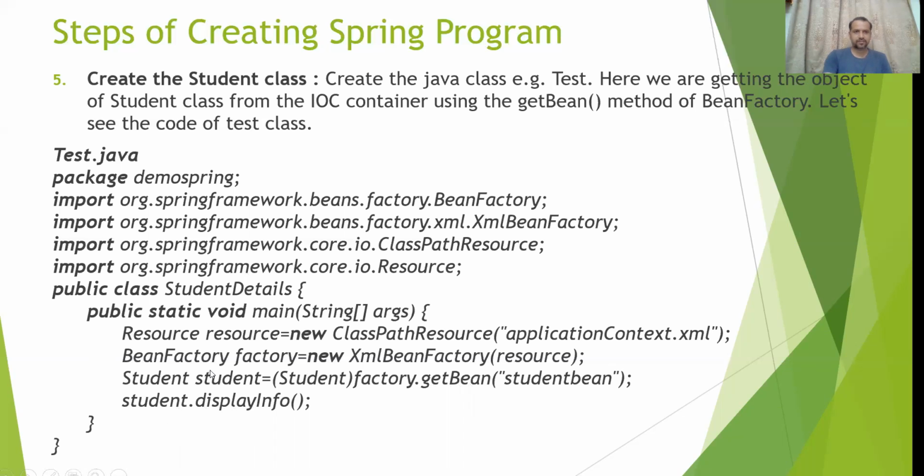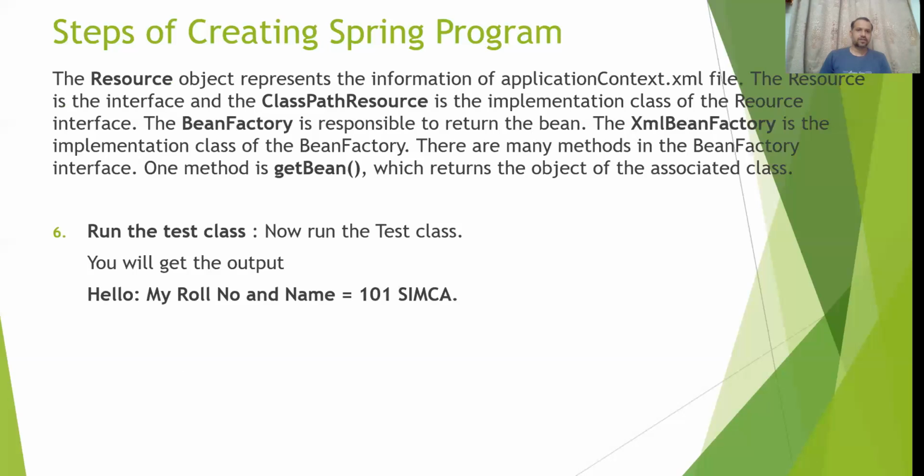Now the next step is I'm going to run this class. Now a little bit of description. The resource object represents the information of the applicationContext.xml file. Means we will have the object, we will have the resource. The Resource is the interface, and ClassPathResource is the implementation class of the Resource interface. Means ClassPathResource is one of the implementing classes of the Resource interface.